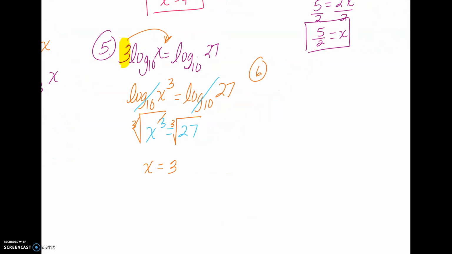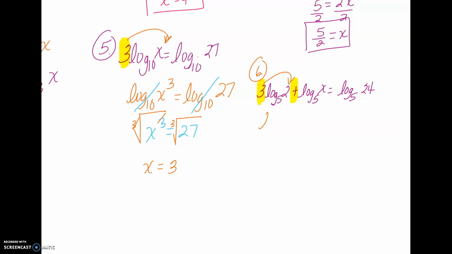Number 6, our final one. 3 times log base 5 of 2, let me write that better, plus log base 5 of x equals log base 5 of 24. I see I have a 3 in front. I also see I have addition. So that 3 tells me it's going to become an exponent. The addition tells me it's going to be multiplication. So we'll do that in a couple steps.